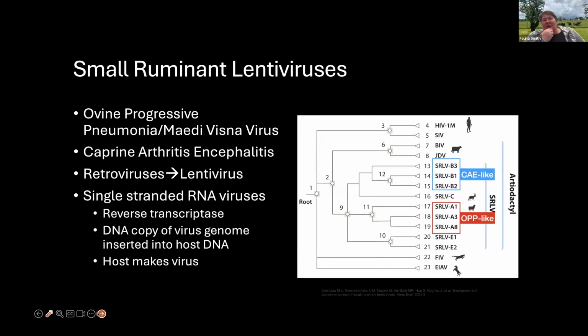So just as a reminder, there are a whole group of small ruminant lentiviruses, and traditionally we've classified them into Visna/ovine progressive pneumonia, depending on what continent you live on, and caprine arthritis encephalitis virus. Probably the most proper nomenclature would be to refer to them all as SRLVs. And then within SRLV, we have strains that are more OPP-like and strains that are more CAE-like.